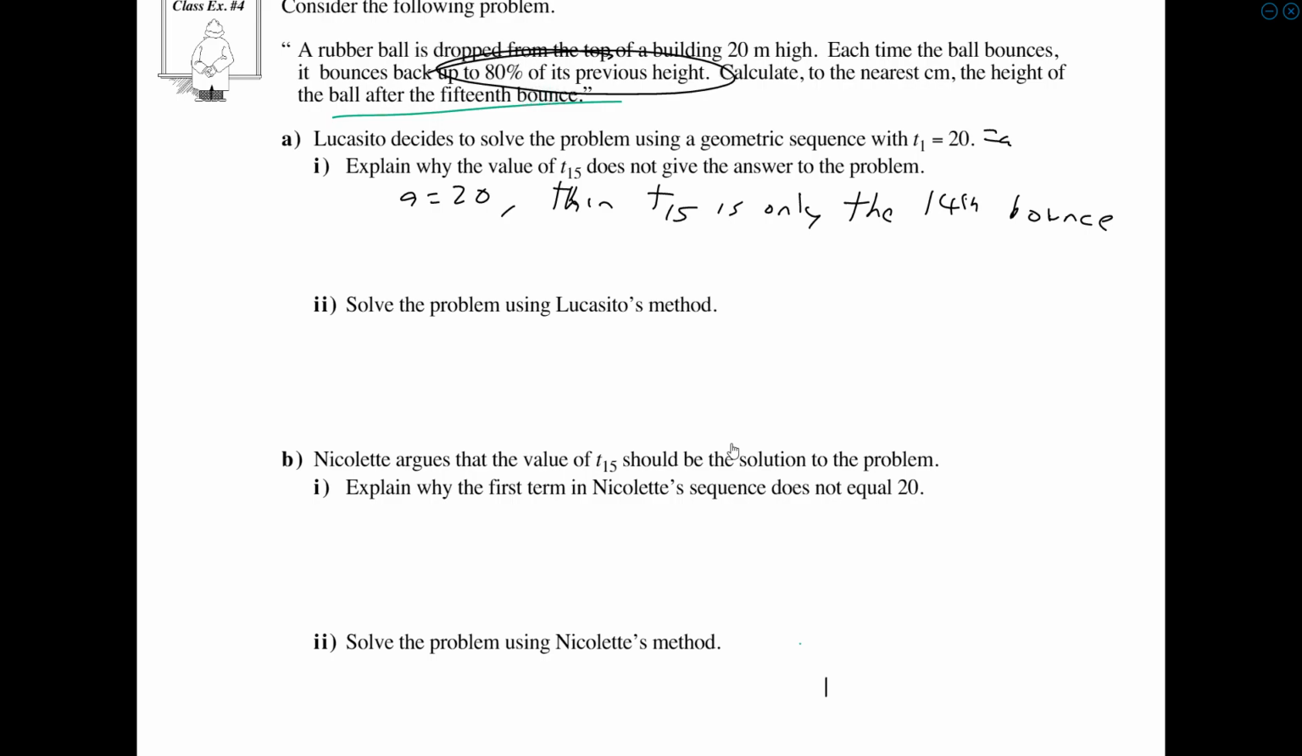So using Lucasito's method, what would we need to then find? If this is the setup, what would be the way to find the 15th bounce? T at what? Yeah, sure, T at 16 should do it. Yeah, fine. Try it. See if you can do it.